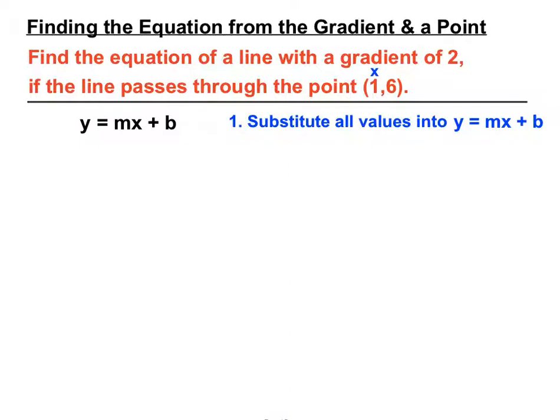Now our x value, you can see from our point, is 1 and our y value is 6, and we also have a gradient given to us of 2. So that's our m, that 2. It's a plus 2 as well. And so let's substitute those 3 bits of information into our equation format here.